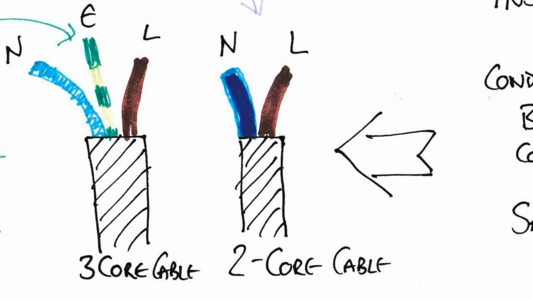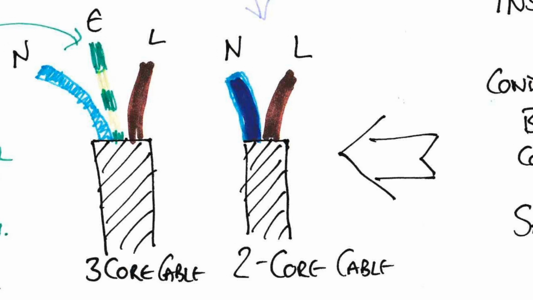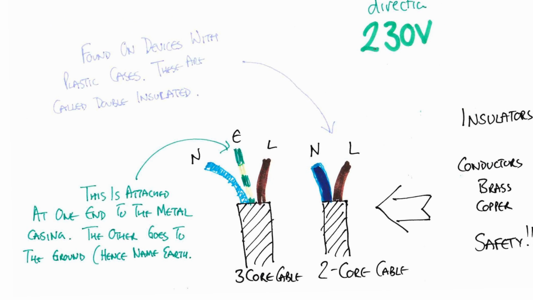Sometimes they'll ask you to consider these cables. They'll say, why does the cable on the left have 3 wires in it and the one on the right have 2 wires in it? If you notice, the earth is missing from the 2-core cable, and that cable would be used if the device is made of plastic. If the outer casing is made of plastic, then you don't need an earth wire. Again, there's a video later on explaining why, but you will have an earth wire if you've got a significant amount of metal casing to your device. The earth wire is attached to the metal casing of the device, and the other end goes into the ground, and that's why it's called the earth.